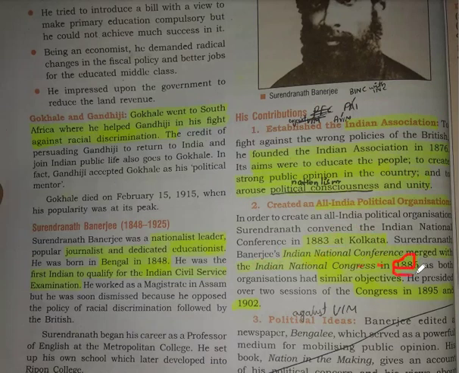In 1886, important, 1886 years are important, don't forget. And as both organizations had similar objectives, he presided over 2 sessions of the Congress in 1895 and 1902.